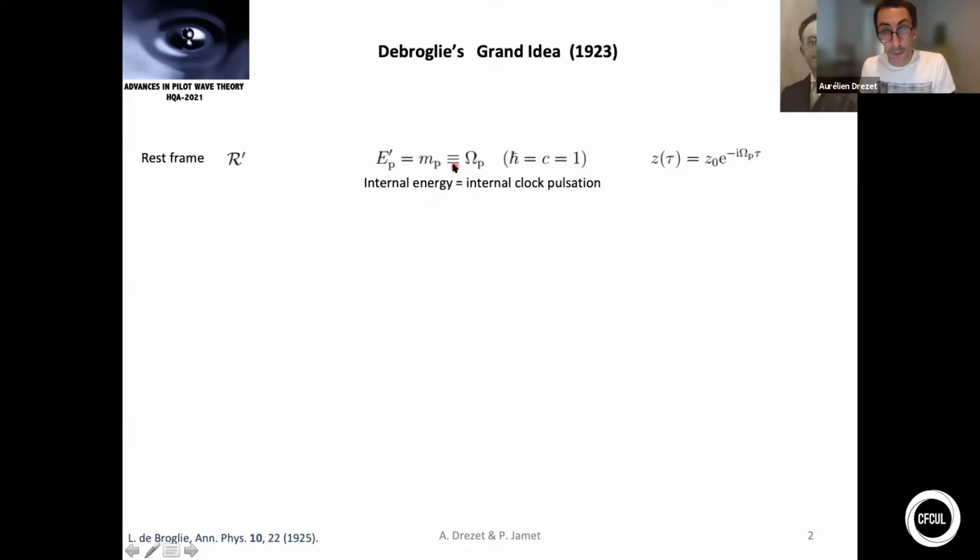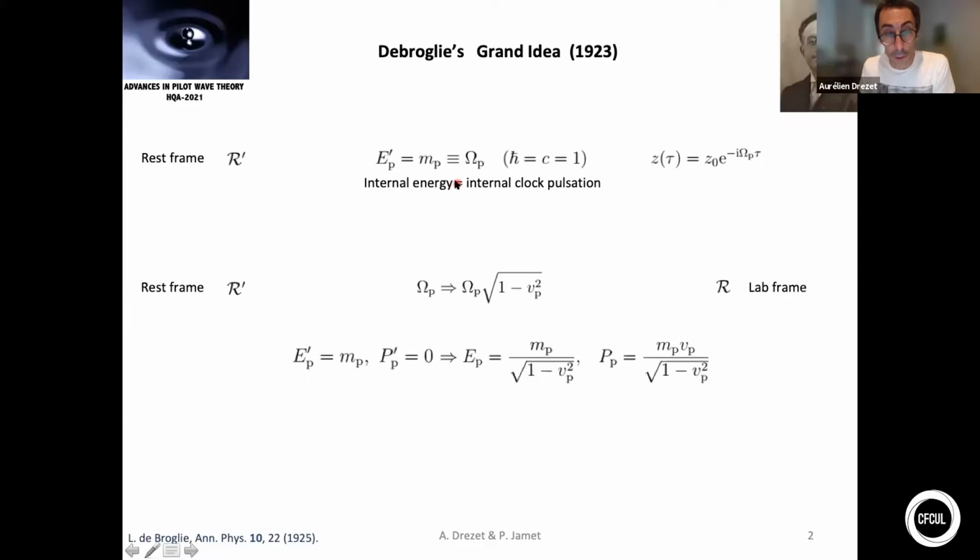But of course, it doesn't really work, because he realized immediately that if you go to the laboratory frame where the clock and the particle are moving with a certain velocity, you have a Lorentz transformation, so you have a Lorentz contraction for the frequency and a dilatation for the energy. So you don't maintain the connection between frequency and energy.